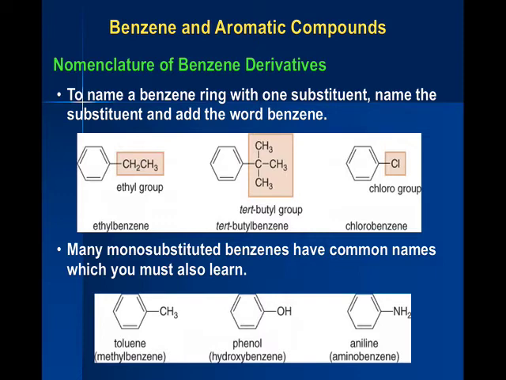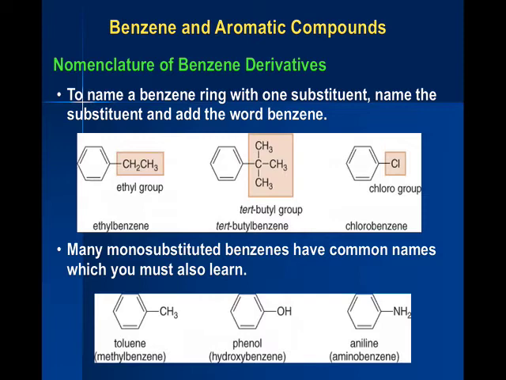Pretty simple. Here we have the tert-butyl group. We would just call that tert-butyl benzene. Here we have a chloro group, chlorobenzene. If I put a bromine on there, it's bromobenzene. If I put an iodine on there, it's iodobenzene, right?